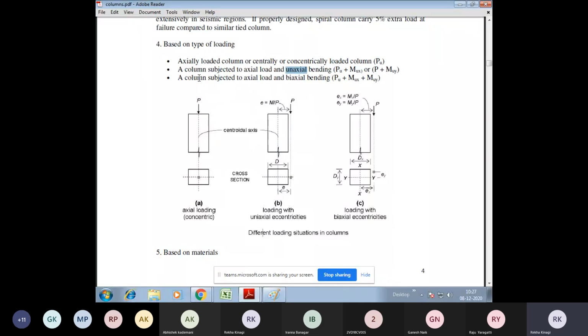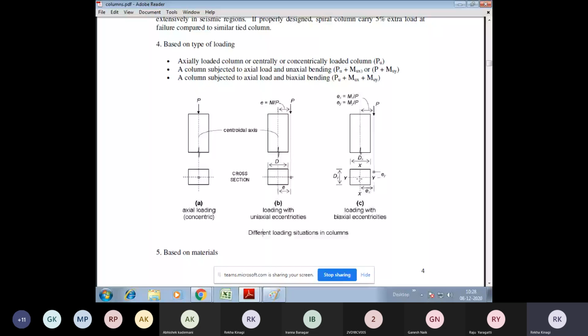Next, coming on to the column subjected to axial load and biaxial bending. Here we have the cross section, and the centroidal axes are being shown. This is the x axis, this is the y axis. And you can see the point where the loading is acting. The point of loading is displaced from both the centroidal axes, from the x axis as well as from the y centroidal axis.